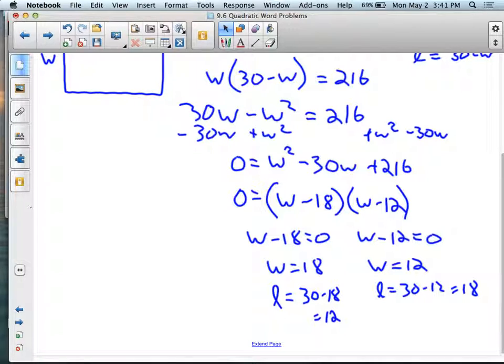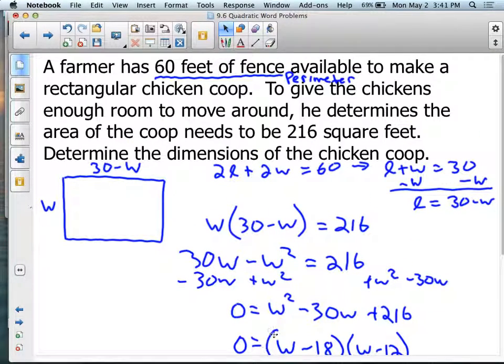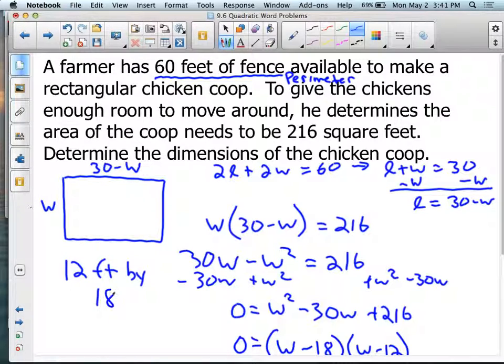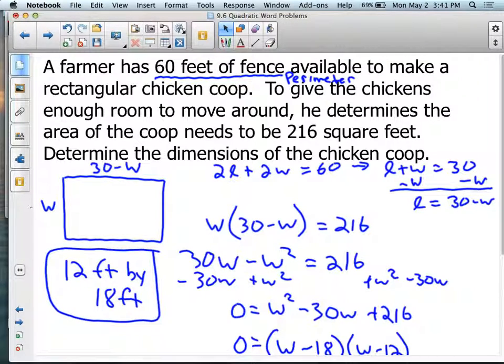So let's answer our question then. The question says, determine the dimensions of the chicken coop. So the dimensions are going to be 12 feet by 18 feet. That would give us an area of 216, and we'd use all 60 feet of fence.